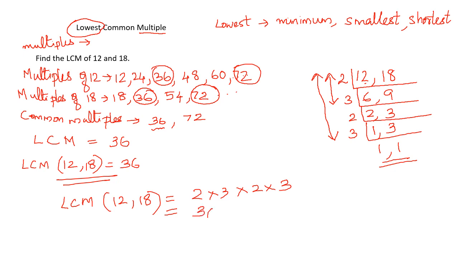Or you can take 2 into 2, 4 into 9. Anyway, when you multiply all these things, you're getting the number 36. It's the same number, the LCM. Do you see? It's the same. So both the methods are possible.